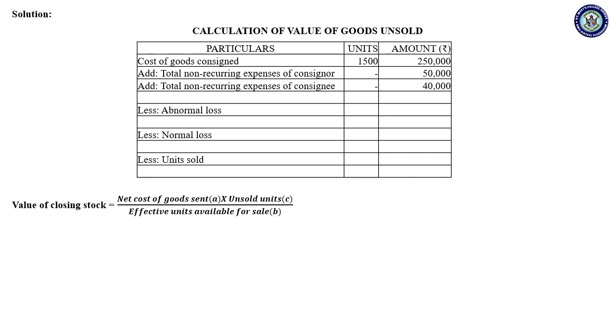In the units column, it is only 1,500. In the amount column, 2,50,000 plus 50,000 plus 40,000 comes to 3,40,000. There is no abnormal loss, so write nil. So it comes to 1,500 units, 3,40,000. There is a normal loss, so for normal loss you write only the units: 100. It comes to 1,400 units, 3,40,000, and they have given the units sold as 1,200. So 200 is the units left.